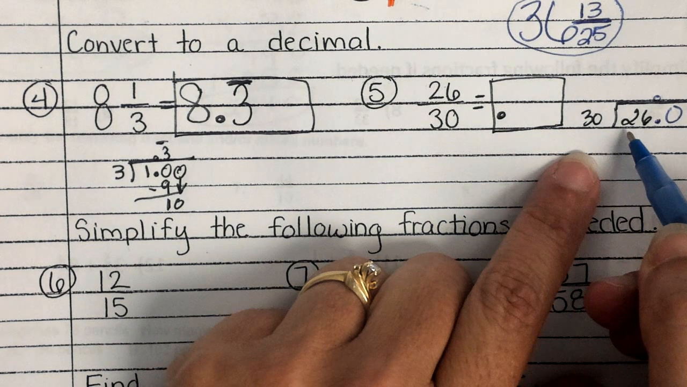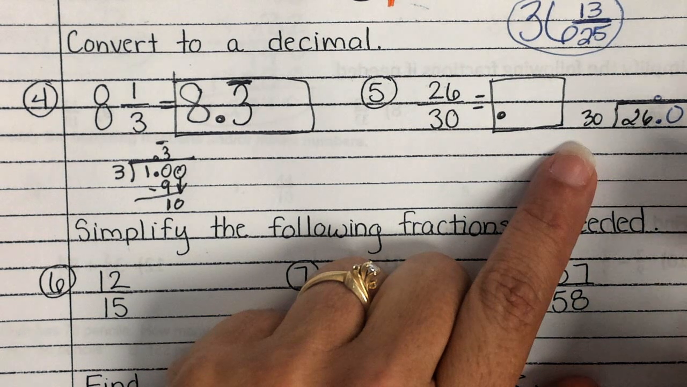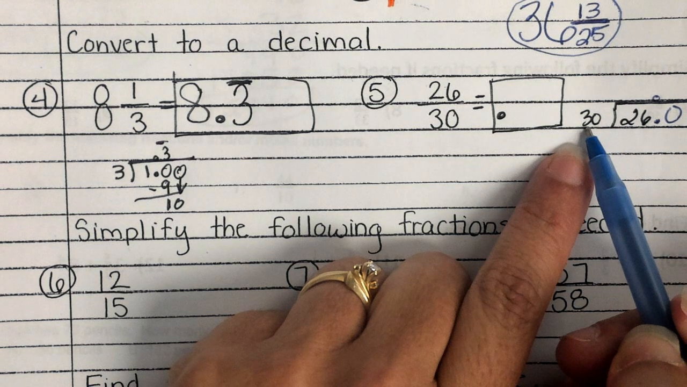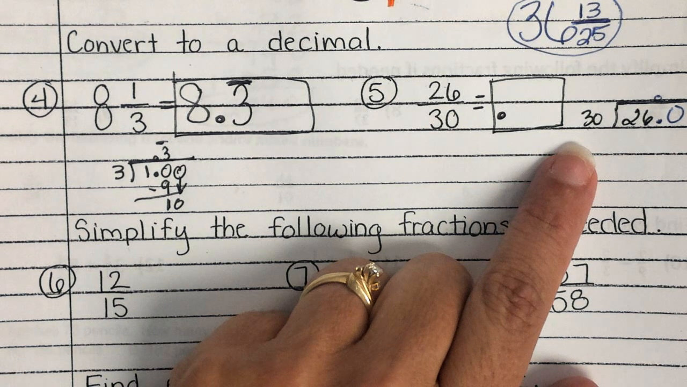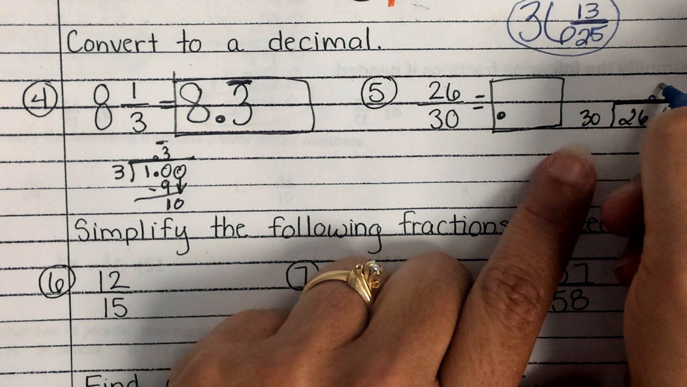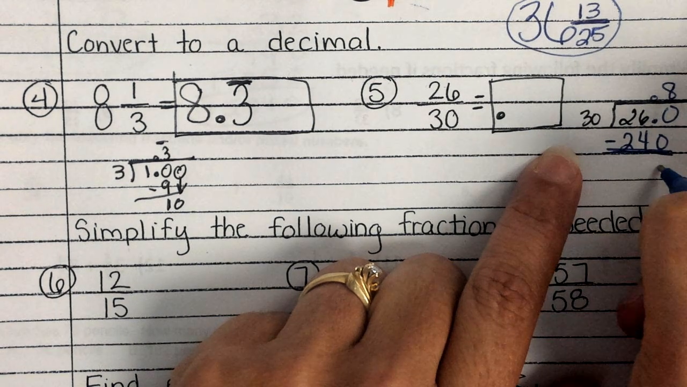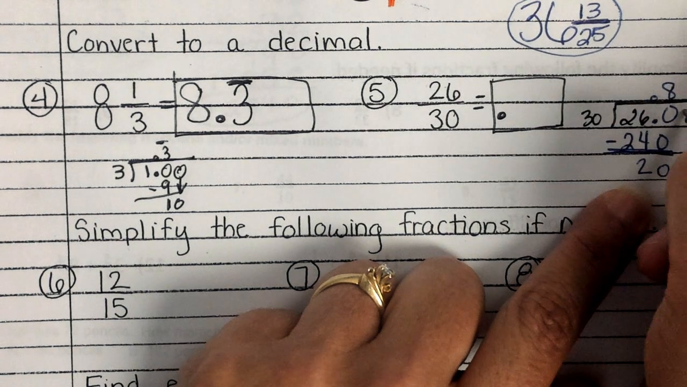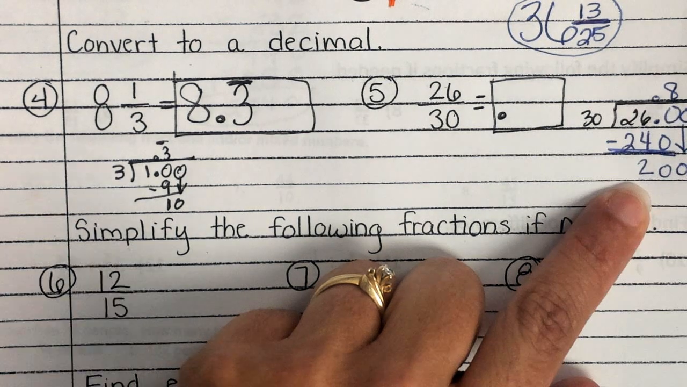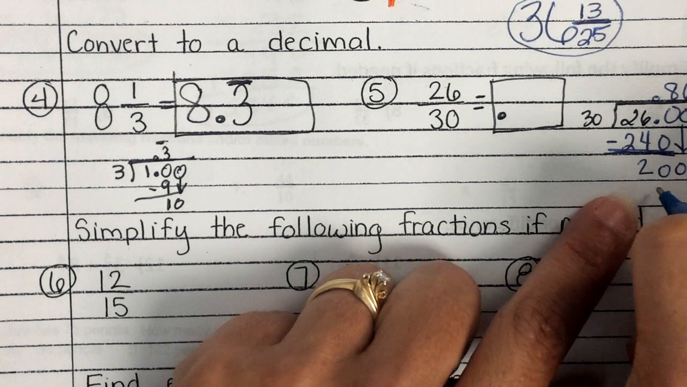Can 30 go into 260? Yes. How many times? So I want your brain to start thinking of this. 3 times what is near 26 without going over 26? 8 is 24, right? Yeah. So 8 is 24 with the 0. Okay, and if I add a 0, I have 200. So 3 times what's near 200? 6. 6 is 18.